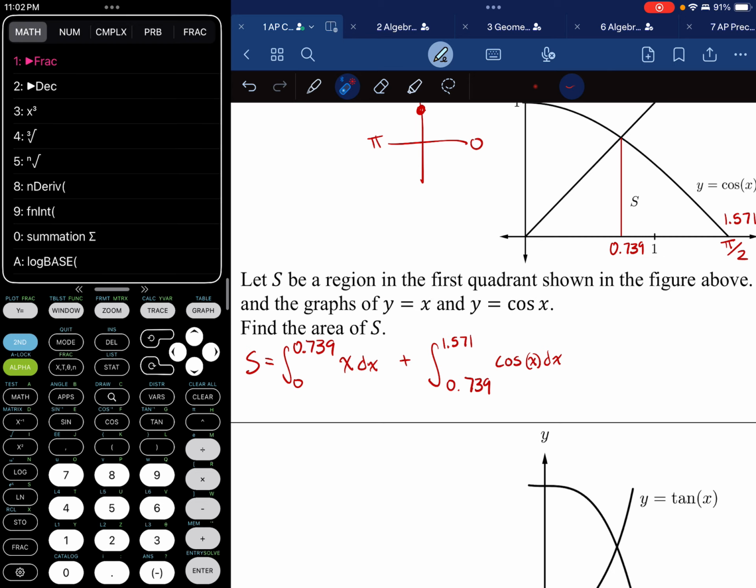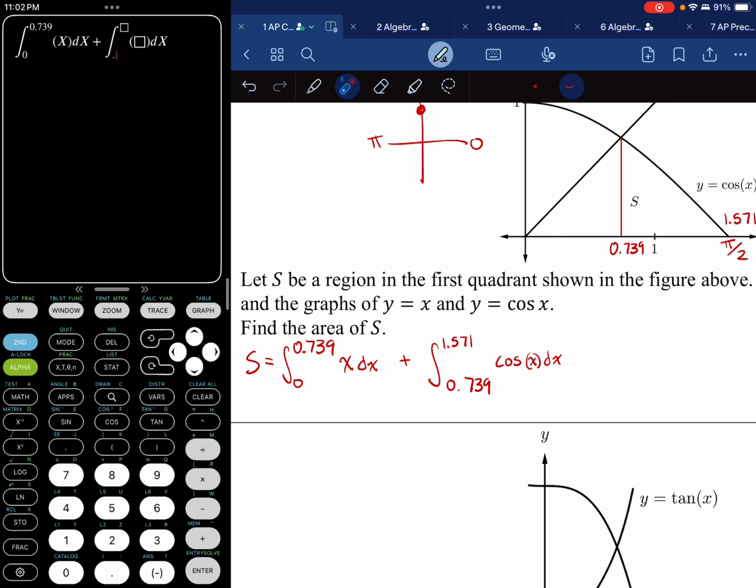Plus math 9 of 0.739. You don't have to have the 0. I was just being stylish. 1.571 of cosine of x. And invalid variable. Why are we invalid? That's super strange.